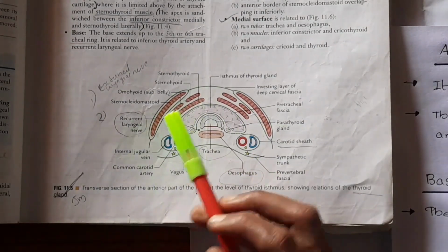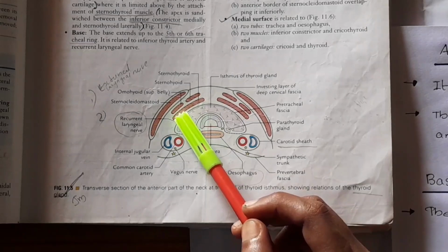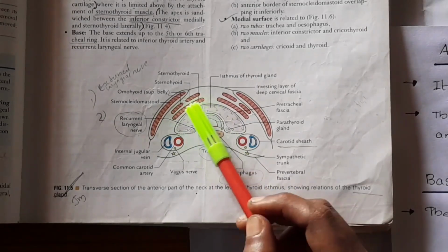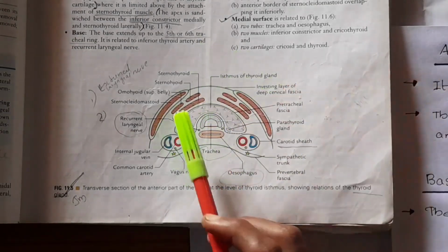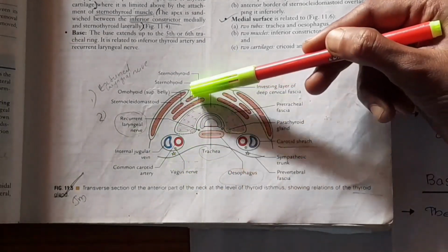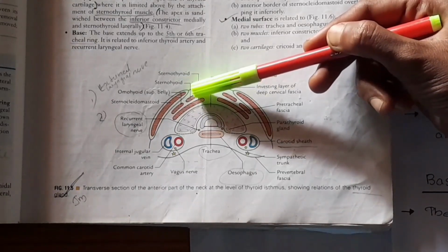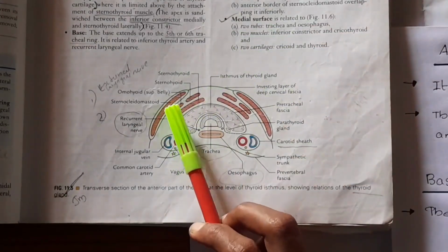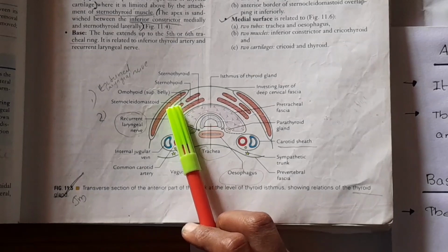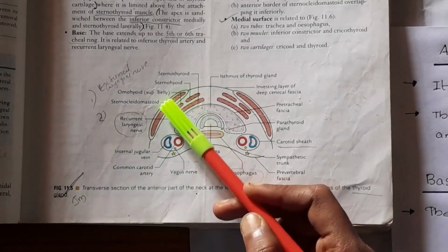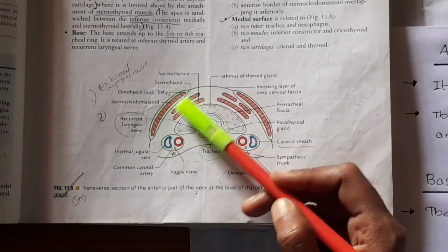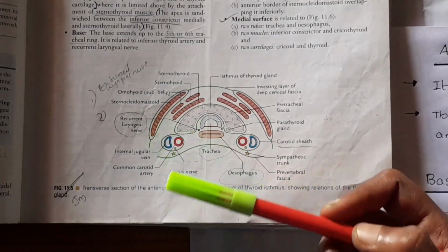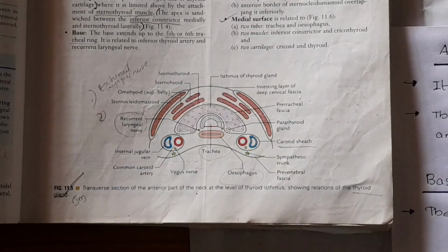The muscle which lies in the lowest position is sternothyroid, and just above that the sternohyoid, and this is the superior belly of omohyoid, and this is the sternocleidomastoid, and the anterior border of sternocleidomastoid overlaps it inferiorly. Okay. It's all about the superficial surface or lateral surface.